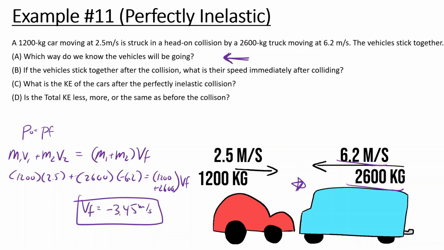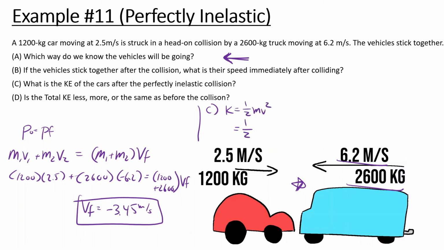So part C is, what is the kinetic energy of the cars after the perfectly inelastic collision? And is the total kinetic energy less, more, or the same as before? So let's see for part C. We know kinetic energy is equal to 1/2 mv squared.